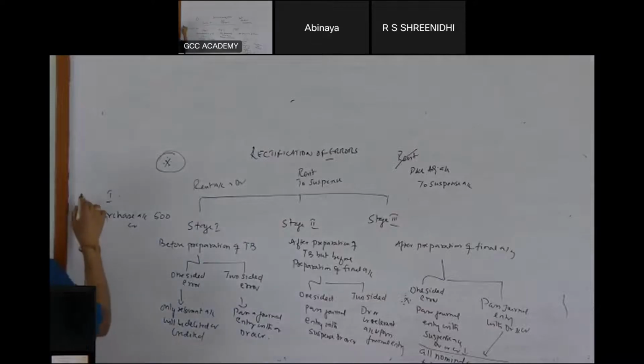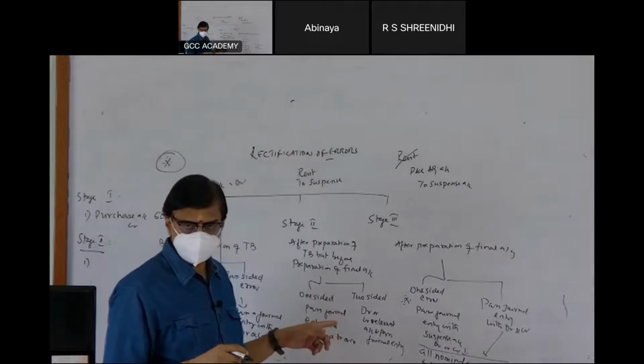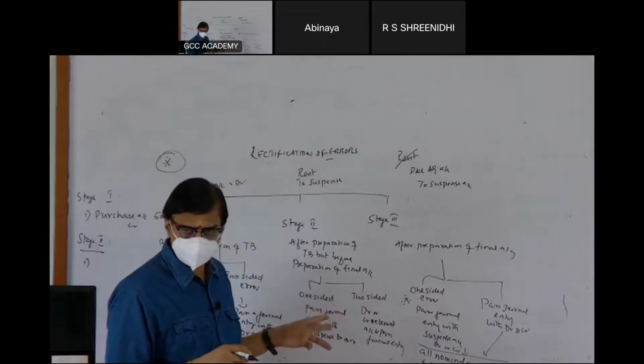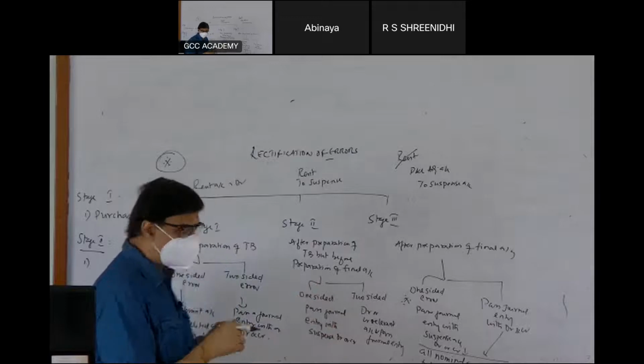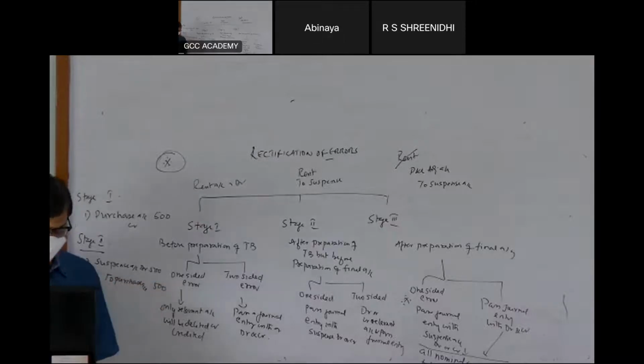So if it is stage 2, it's a one-sided error. And you should use what account to rectify it? Suspense. So what you should do? Purchase account, credit it. So suspense account debit, 500. Understood?